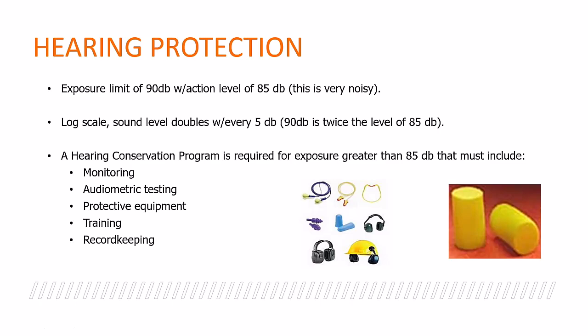All right, hearing protection. If the decibel exceeds 90 decibels with action levels above 85 decibels, this can be what? Very, very noisy. Log scale, sound level doubles with every 5 decibels. 90 decibels is twice the level of what? 85 decibels. A hearing conservation program must contain at least a minimum of these 5 items. As far as greater exposure than 85 decibels, it must include monitoring. If it's above 85 decibels, they're required to have monitoring provided to the employee free of charge.